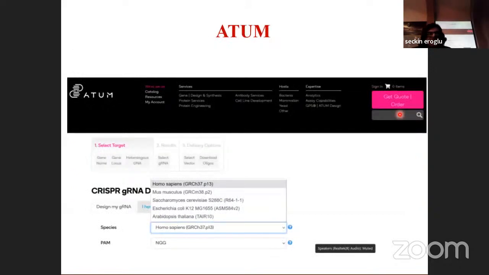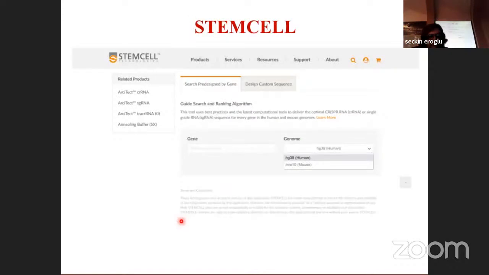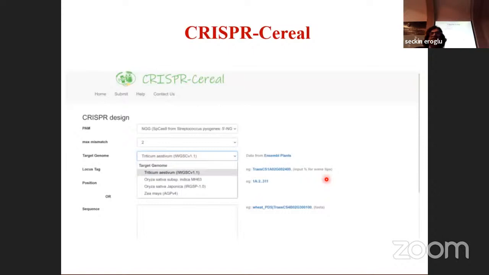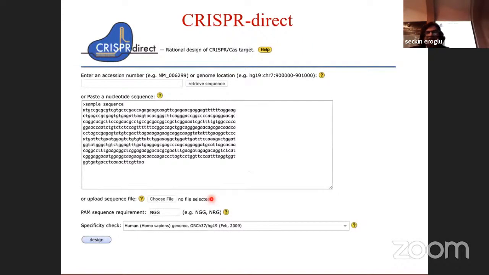This is another web tool which you can use, but it is only for certain organisms. Here is Arabidopsis thaliana, so you can use it for Arabidopsis thaliana as well. This one is specifically for human and mouse genomes. This tool is CRISPR-Cereal. There they have wheat, rice, both japonica and the other one, and then Zea mays. If you want to work on that, you give your input and it will provide you your guide RNA.